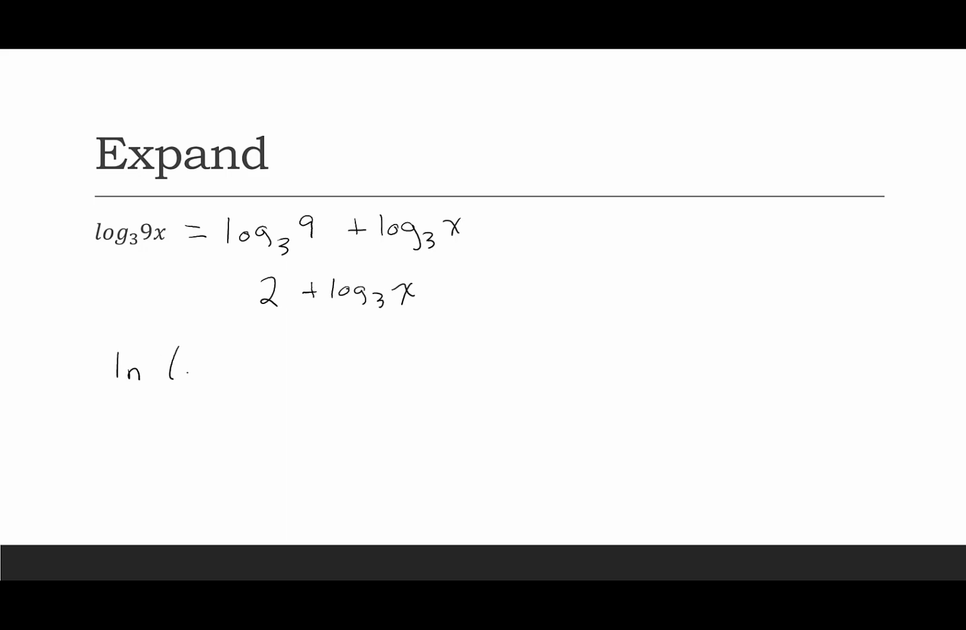Let's say I have the natural log of 5xyz. Again, this is a product, so products become addition. So I'll have the natural log of 5 plus the natural log of x plus the natural log of y plus the natural log of z. So everything I have that was being multiplied turns into its own term in an addition expansion.